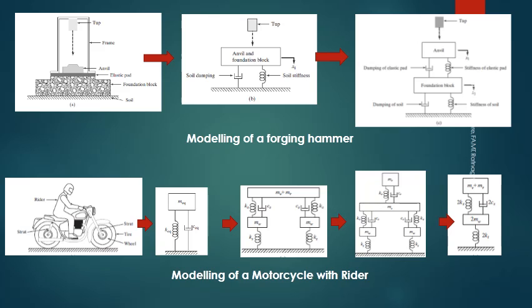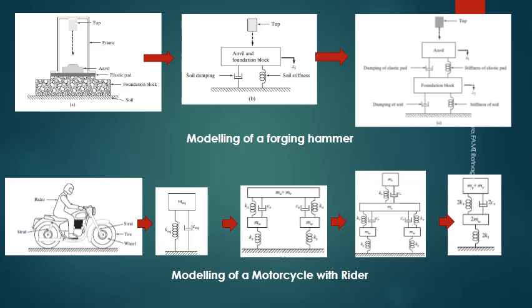So in the third image you will find the top is the applied force, the anvil, then damping of the elastic pad, then stiffness of the elastic pad between the anvil and the foundation block, and then below the foundation block and the fixed support there is soil, which will act again as a damper and again a stiffness. It means that in actual practice there will be two dampers individually and two springs individually acting between the anvil and foundation block. So this is the final model of the forging hammer.